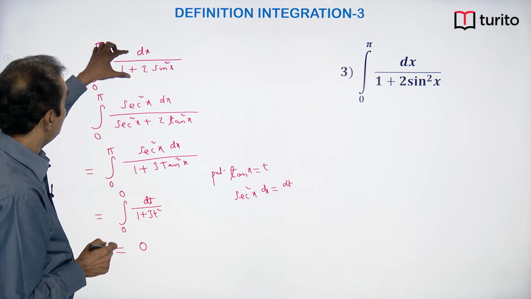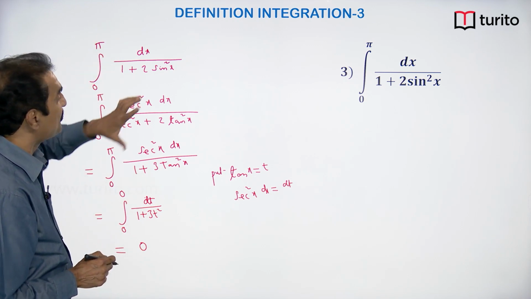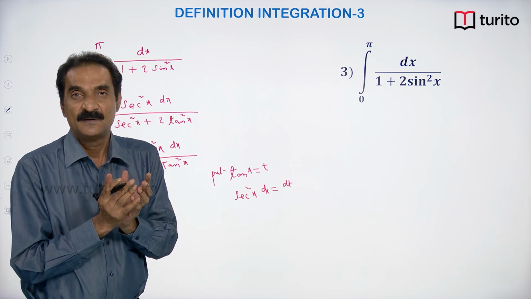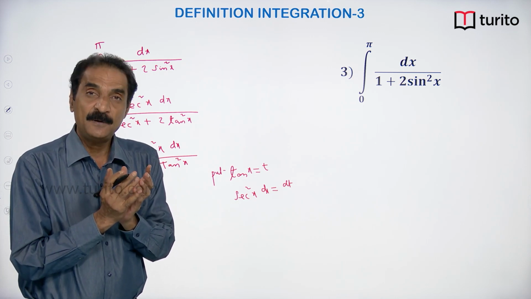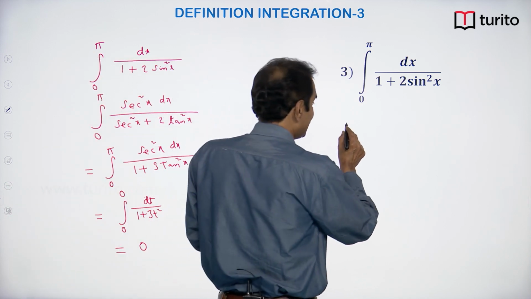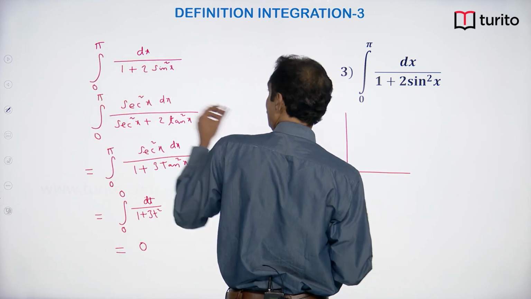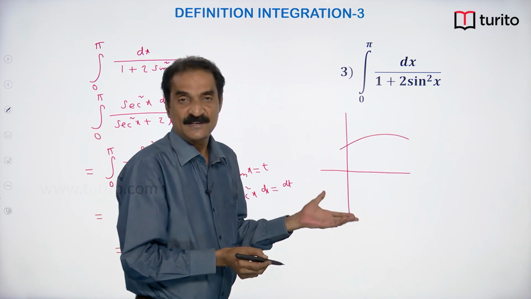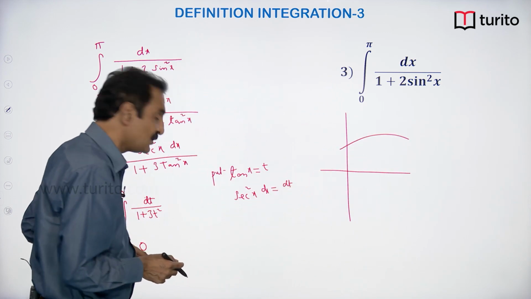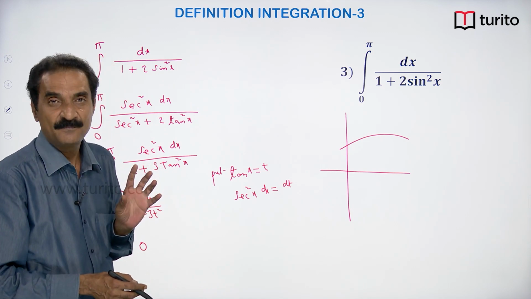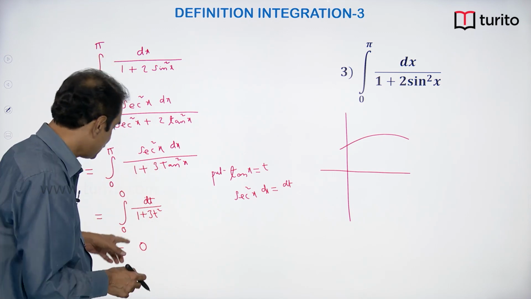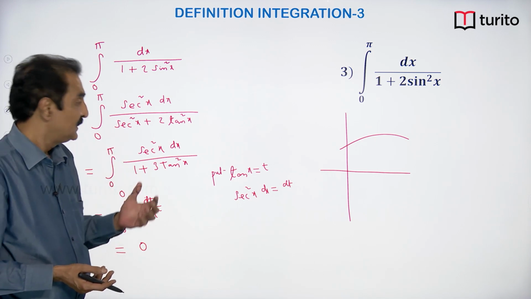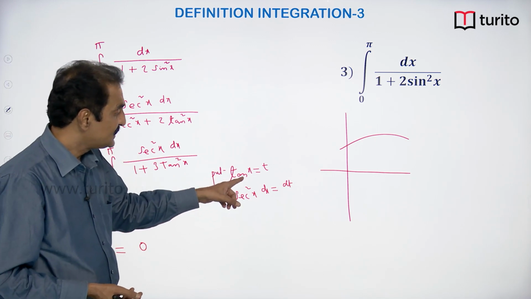But observe the function 1 by 1 plus 2 sin square x is a strictly positive function, is it not? Its graph will be completely above the x axis in any interval. When the graph is completely above the x axis, you cannot get the answer 0, you must get a positive number. That means this answer is wrong. So where is the mistake? The mistake is in this substitution.